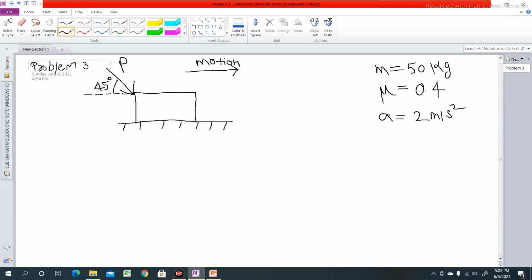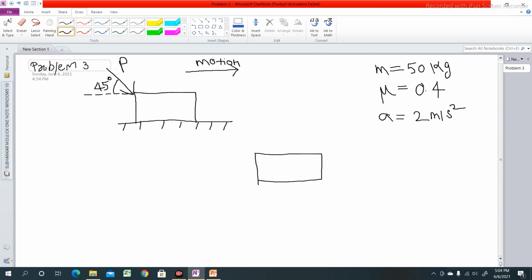We need to use D'Alembert's principle, and before using D'Alembert's principle, first let us draw the free body diagram of this block, and then we can apply D'Alembert's principle on this block. So let us draw the free body diagram of this block. So again I will draw the block. This is the block.